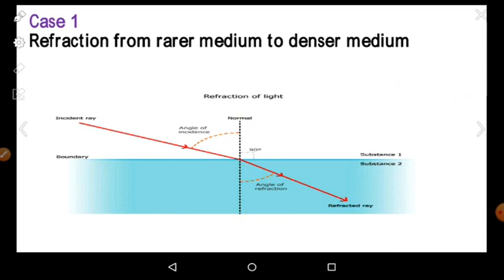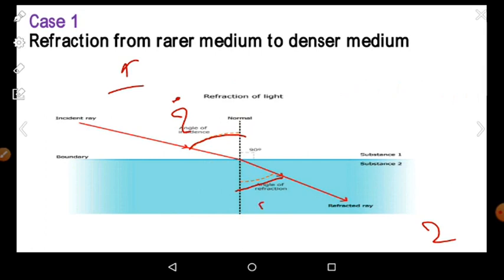And we can observe two different angles. Number one, the angle between the normal and the incident light, which is called the angle of incidence, I. And number two, the angle between the normal and the refracted light, which is bent inside the water.